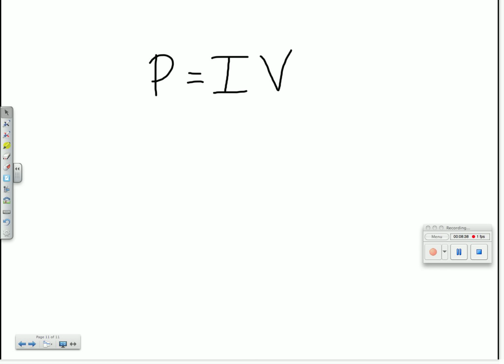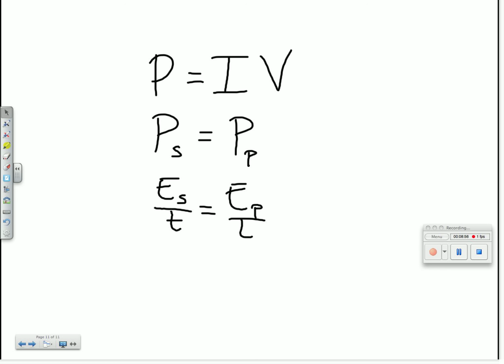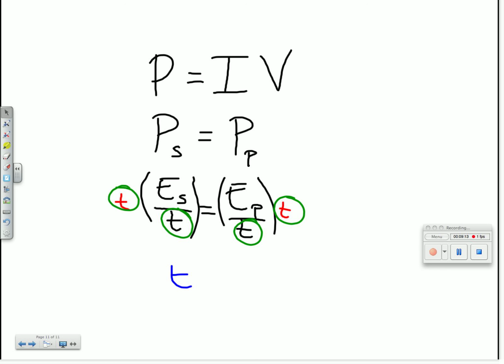But there's something else that you should know. Even though we have that, I want you to know that the power in the secondary is equal to the power in the primary. The reason is this. Energy in the secondary over time is equal to energy in the primary over time. Now we can multiply both of these sides by time. Time over time is defined as 1. So what do we end up with? Energy in the secondary is equal to energy in the primary.